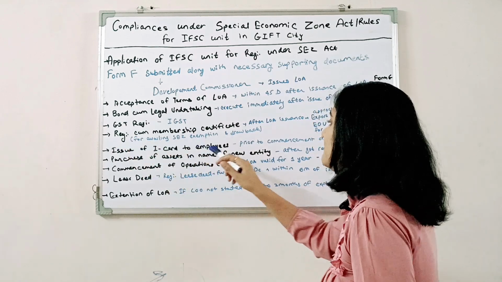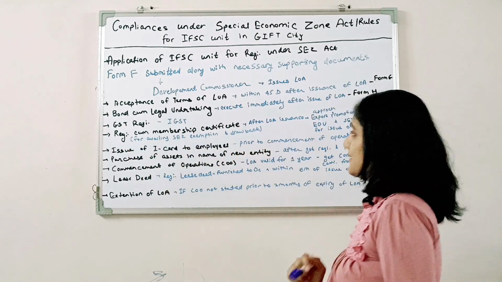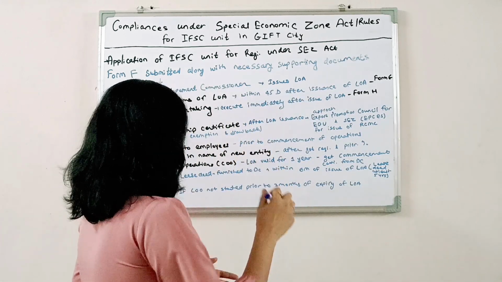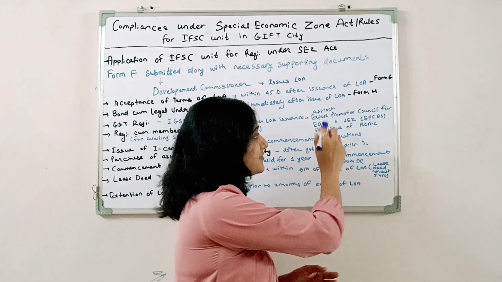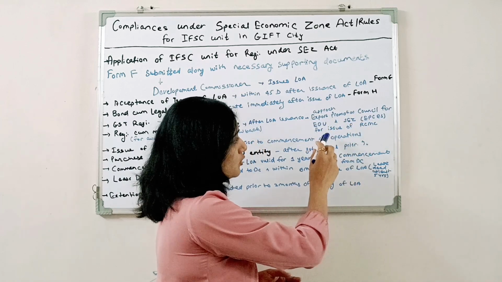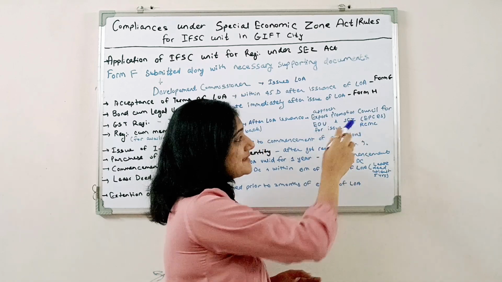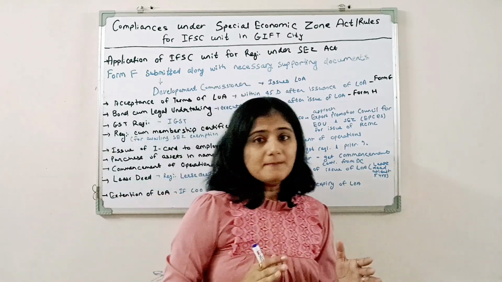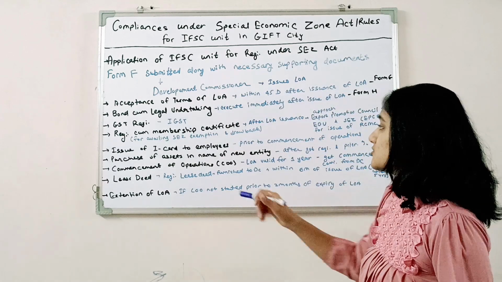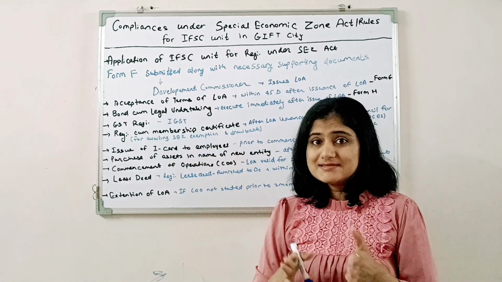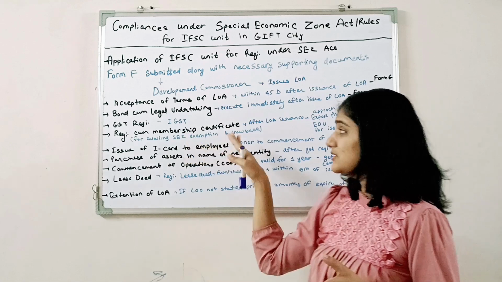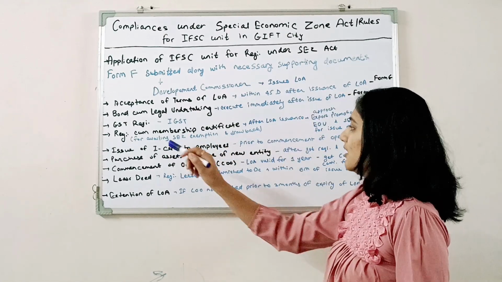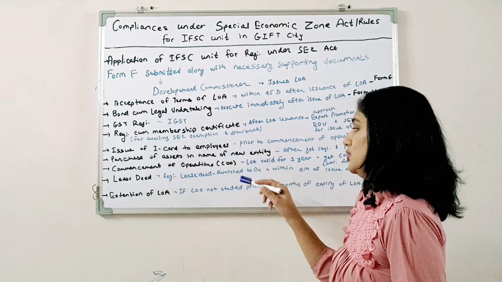Next, registration cum membership certificate, RCMC. So after LOA issuance, the unit has to approach the Export Promotion Council for EOU and SEZ, that is EPCES, for issue of this registration cum membership certificate. Okay. So this is required for availing the SEZ exemptions and drawbacks. Without this RCMC, you cannot get the SEZ exemption. So this is mandatory.